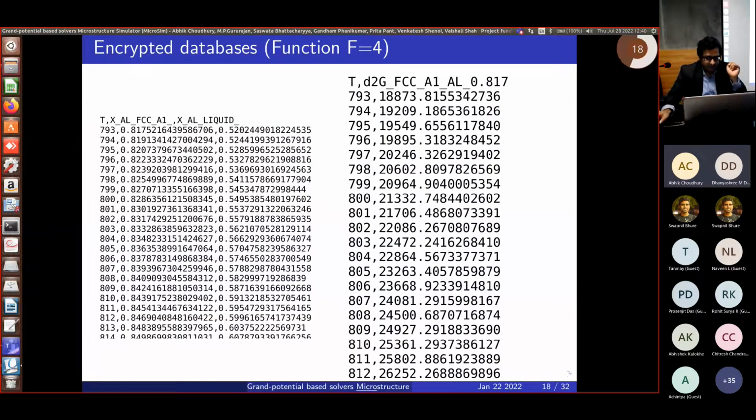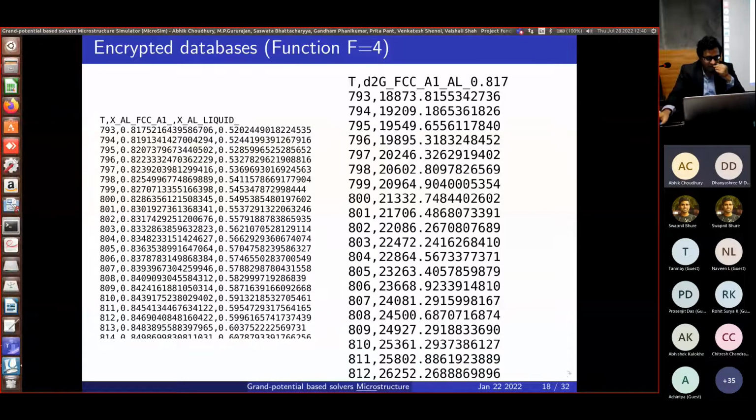OK, the other way is for encrypted databases where you do not have any information available for the functions. So this we are doing through function f4, and the function f4 reads in files of the type that are sitting over here. These are extracted from the TDBs, from calculations from TDBs. So you do not have the functions, but you can have calculations of the functions.